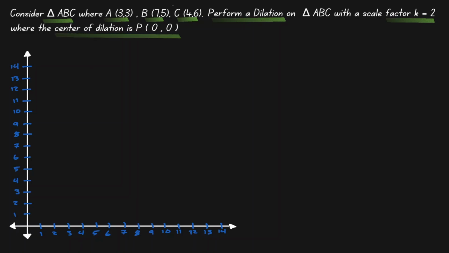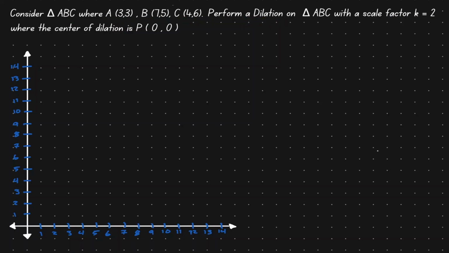So notice that we are given coordinate points, so let's turn on our coordinate plane. Let's start by placing our point of dilation, which is at 0, 0. And now let's define our triangle ABC by placing the coordinate points 3, 3, 7, 5, and 4, 6. Now let's understand what we want to do here.